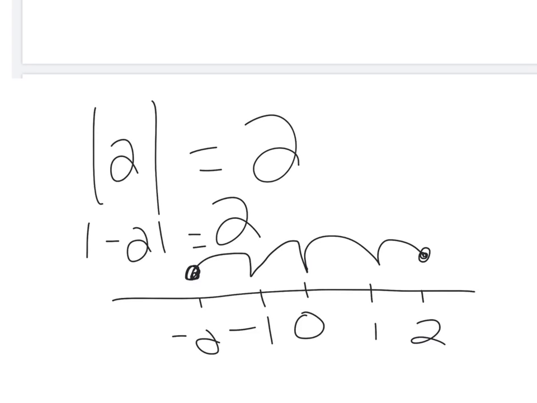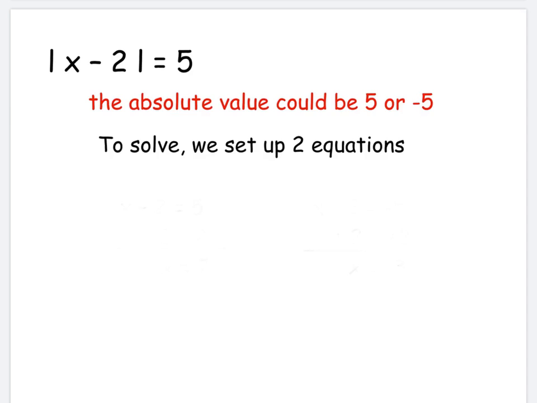So as you can see, the absolute value is the distance that a number on the inside of these symbols is from 0, and it can never ever be negative because it measures distance, and distance cannot be negative. So when you have an absolute value equation, it tells you here that the absolute value of x minus 2 is equal to 5. So we know that the number inside the absolute value symbols has to either be positive 5 or negative 5. So to begin to solve this, we have to set up 2 equations.